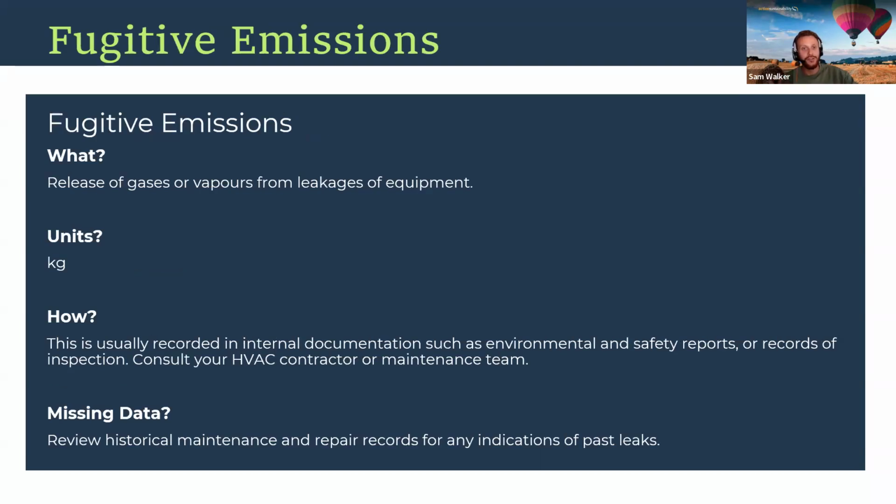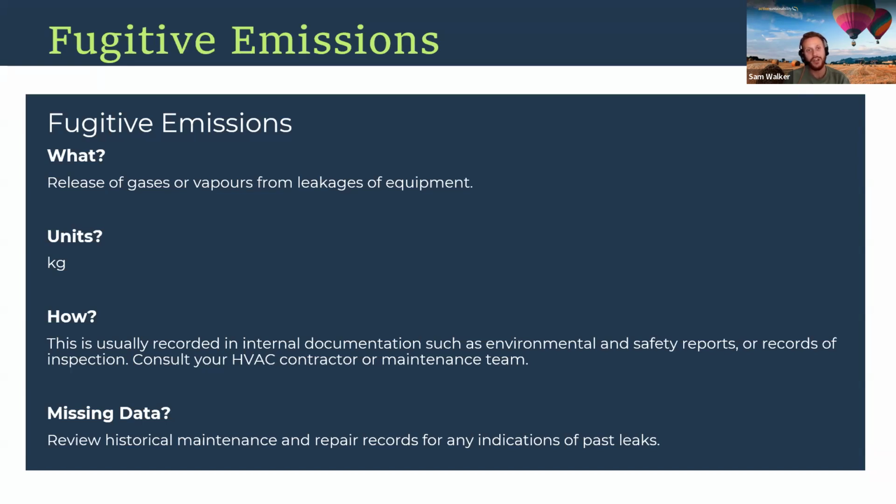We've come to fugitive emissions now. Fugitive emissions are the release of gases or vapors from leakages of equipment. Typically, it's going to be pressure-containing equipment and components like valves, piping, flanges, pumps, fridges, and storage tanks. For some organizations, this is going to be very relevant. For others, it's not going to be relevant at all.